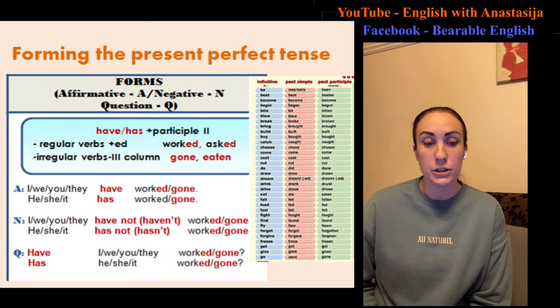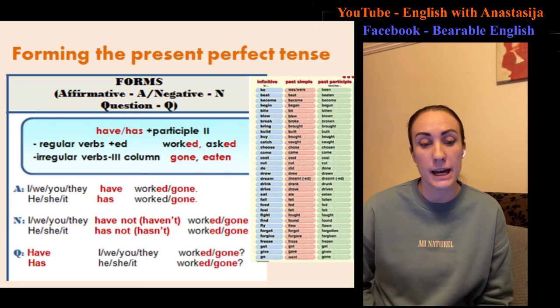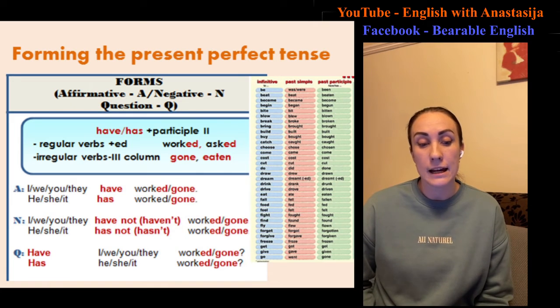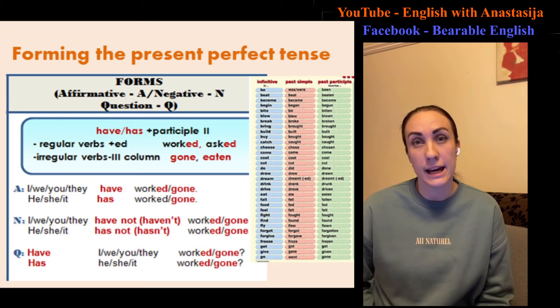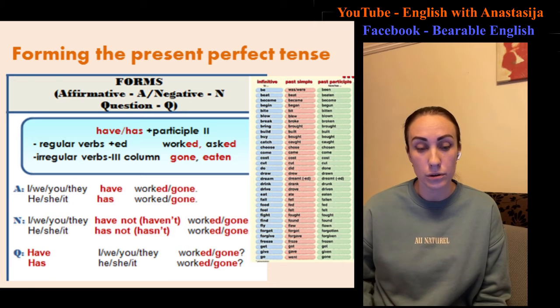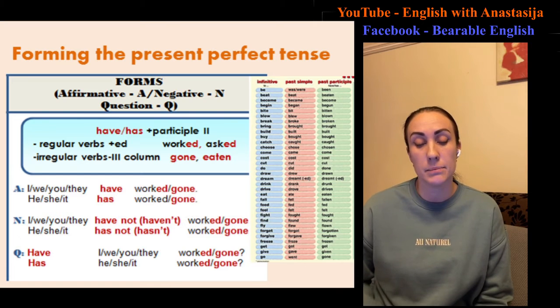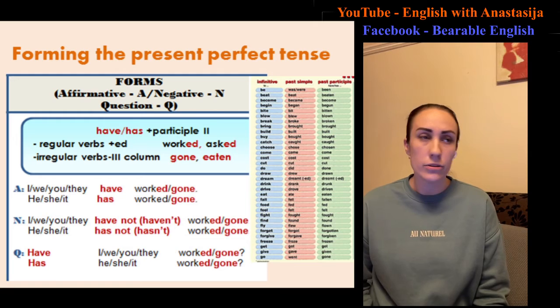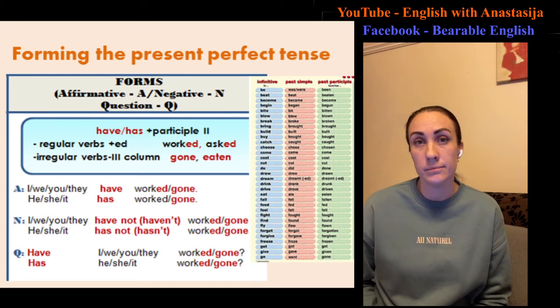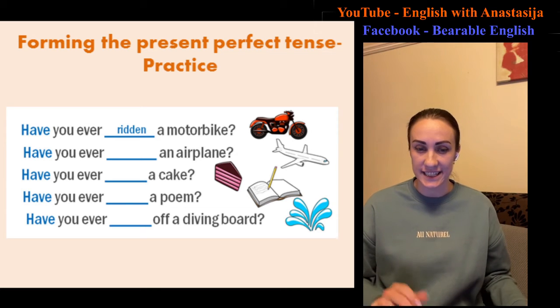To form a question, we need to invert the verb have and the subject, and we would need to start with the verb have or has. So, have I, we, you, they worked or gone? And has plus the subject plus our past participle. Has she gone? I don't think so. I think she's still here. Yeah. Moving on, and we have some practice, right?